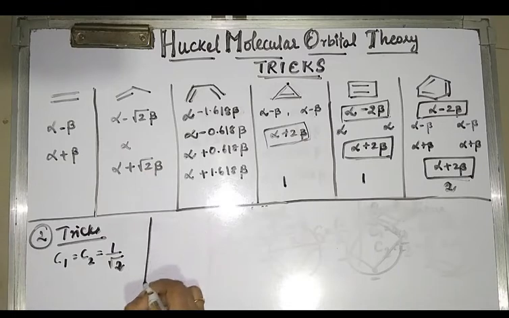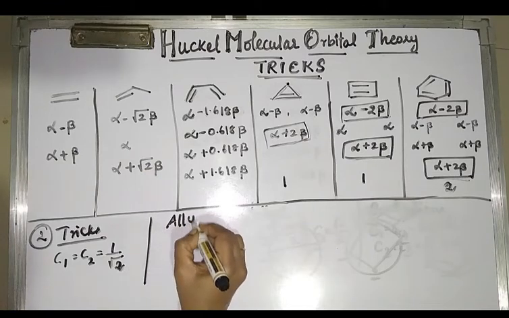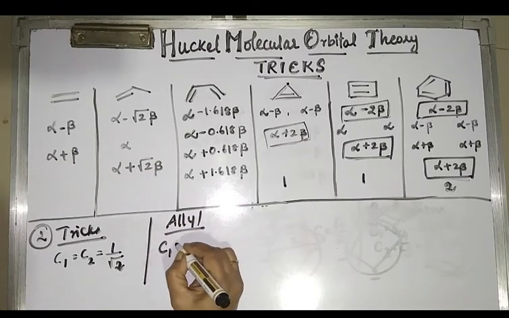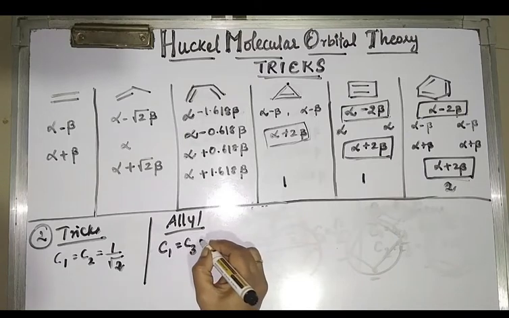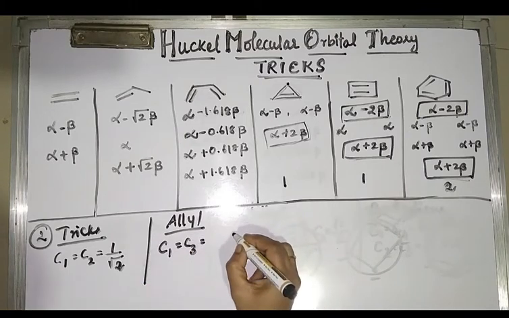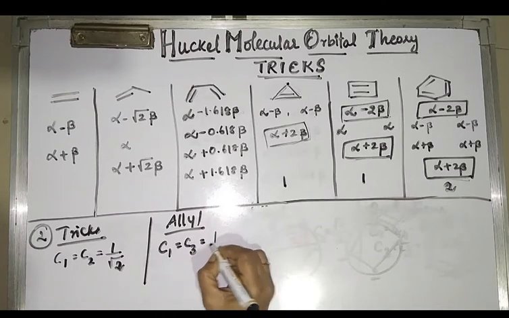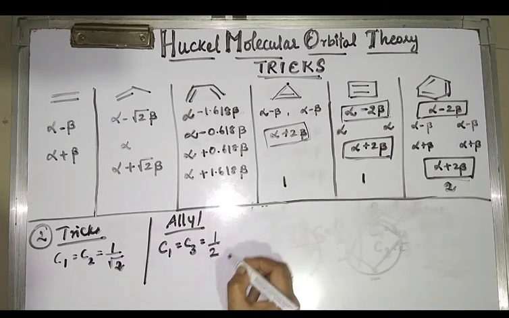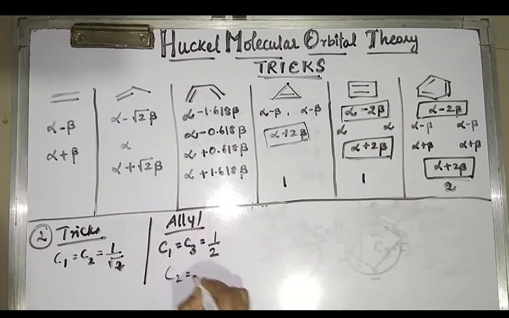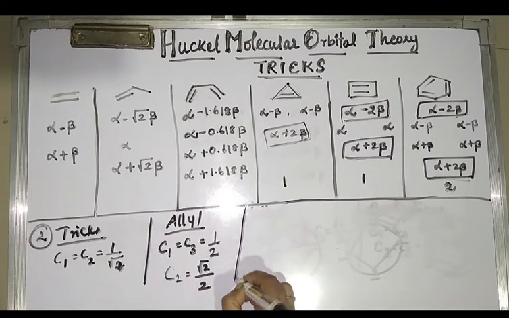And for allyl compound, C1 and C3 are same. Okay, C1 and C3 are same. C1 and C3 are equal to 1 by 2, and C2 is equal to root 2 by 2. This is the value. You can keep it in mind.